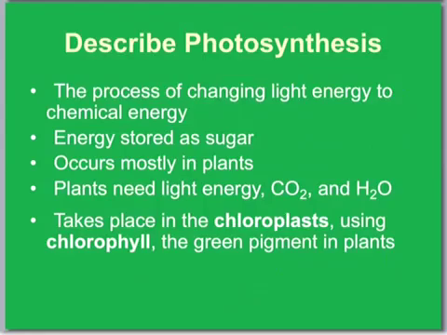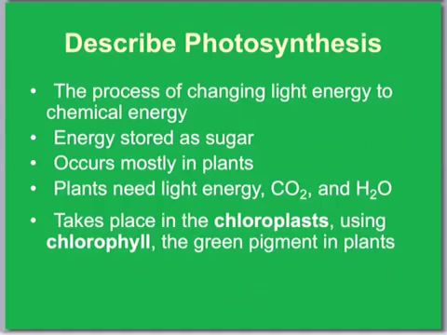All right, so now we know all about the chemical reaction. We know about the different molecules and how many molecules it takes to create glucose. Now let's talk about what it actually is. So photosynthesis is the process of changing light energy to chemical energy. Remember the sun's in there, right? Okay, the energy is then stored as sugar. It doesn't go away, it's stored as sugar. This occurs mostly in plants.